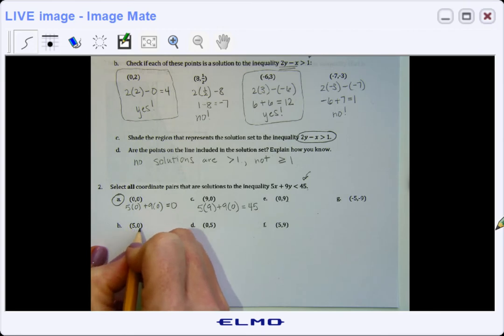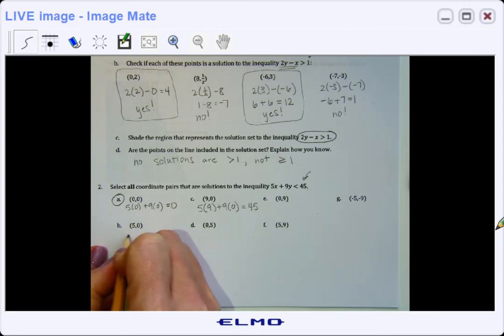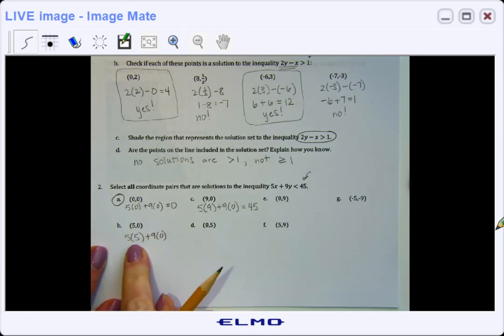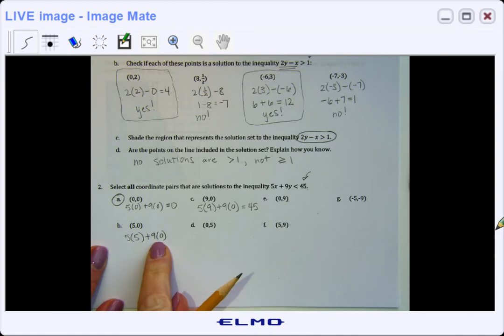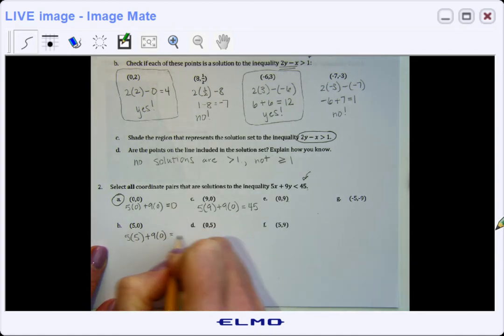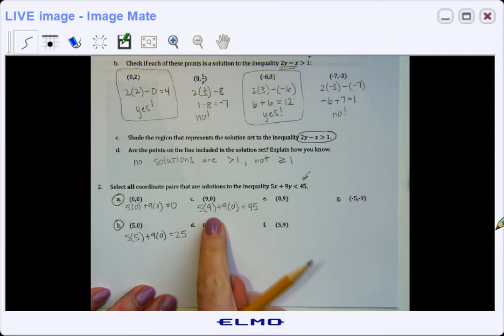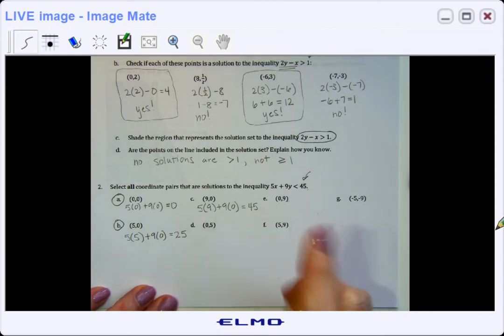5, 0. So 5 for X, 5 times 5, and 0 for Y. 25 plus 0 is 25. And 25 is less than 45, so I'll select B. Okay, we did C. Next is D.